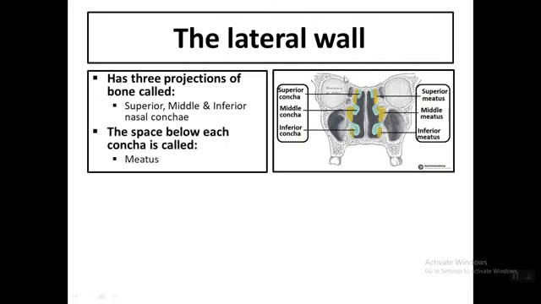Below each concha there is a space. This space below each concha is called meatus. So we have the superior meatus, the space below the superior concha, and we have a middle meatus, and we have an inferior meatus. All these structures are in the lateral wall of the nasal cavity.